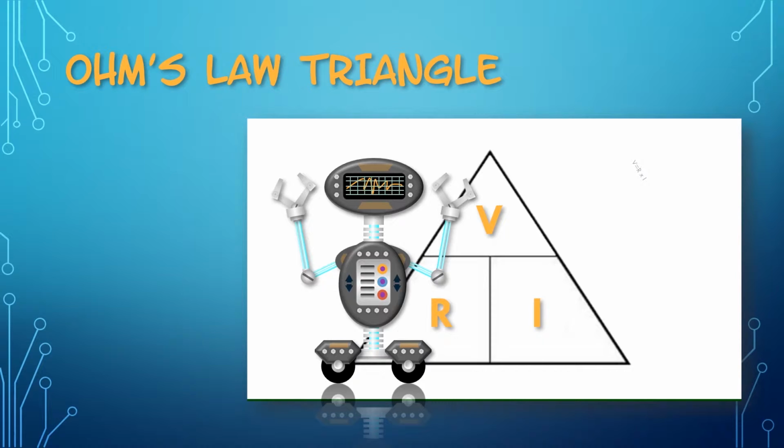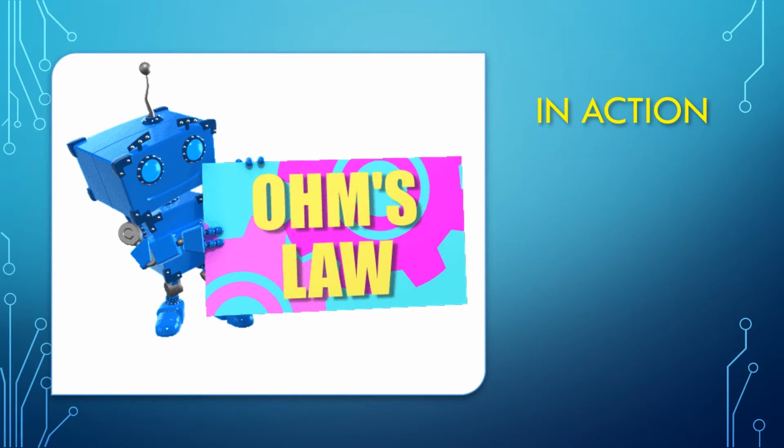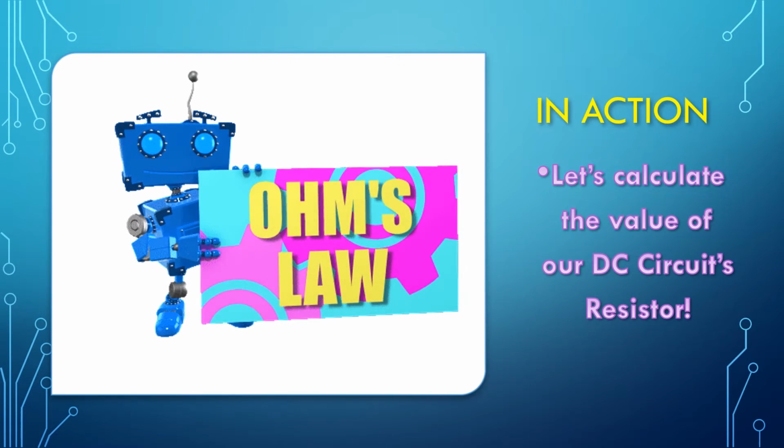So here's our formula. V over RI, or V equals R times I, and R equals V divided by I, and I equals V divided by R. Ohm's law in action. Let's calculate the value of the DC circuit's resistor.